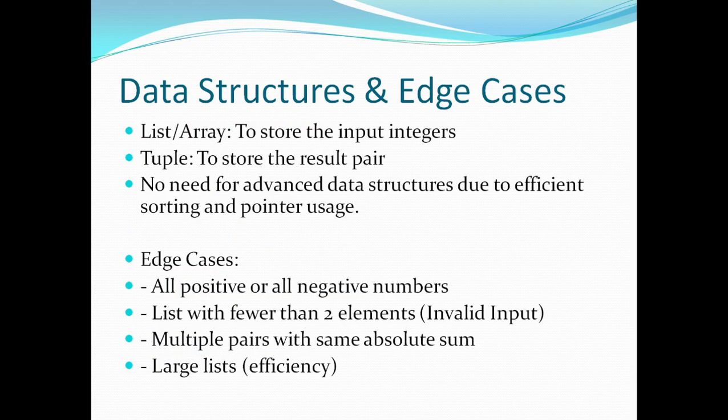The data structure and edge cases. The data structure used is a list or an array to store the input integers. A tuple is used to store the resulting pair. Edge cases to consider: input with all positive or all negative integers, any list with fewer than two elements being considered invalid input, multiple pairs having the same absolute sum, and a very large list. Our solution still scales very well for very large lists.